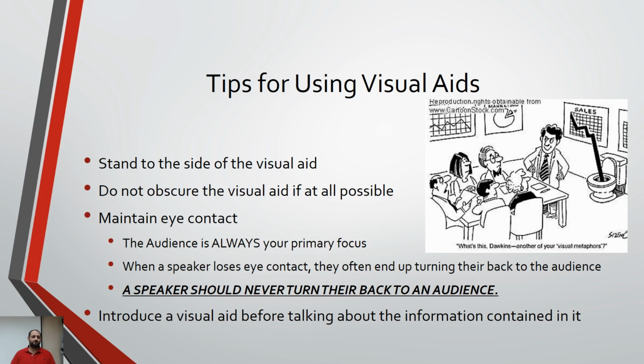If you don't keep an eye on your audience, you can't react to them. Public speaking is a reaction of your audience to you as the speaker, and then a reaction of you to your audience. Maintaining eye contact. The audience is always your primary focus. When you lose eye contact, you often end up turning your back on the audience. Don't ever turn your back on the audience.